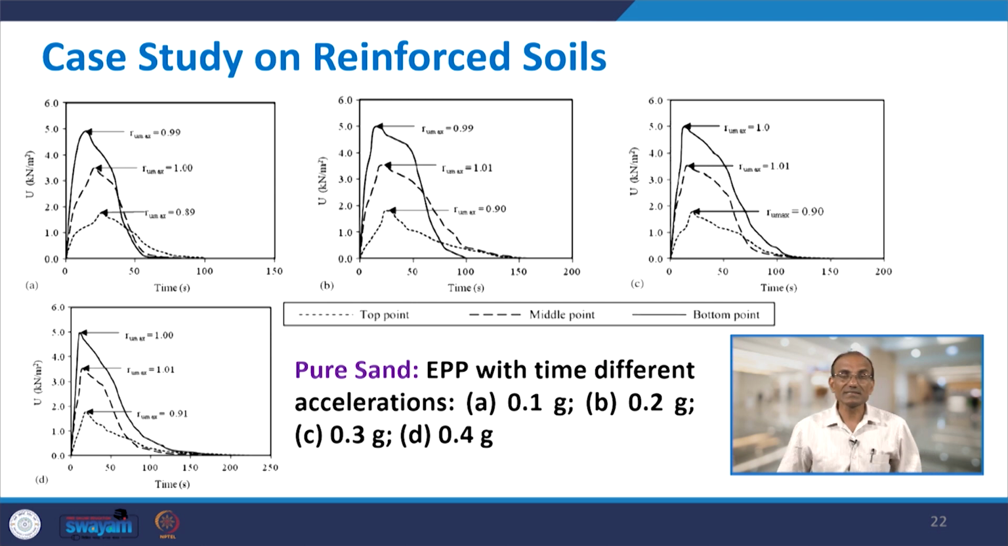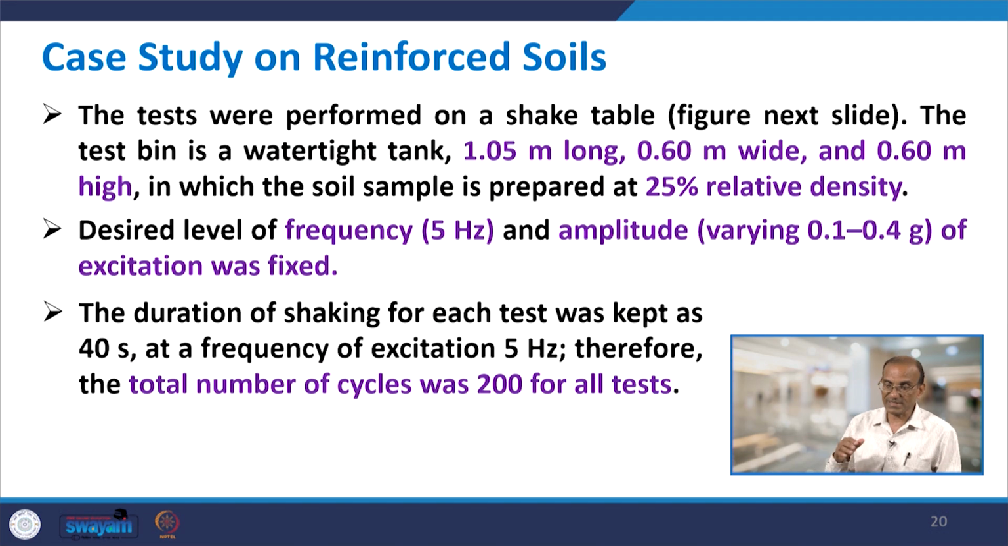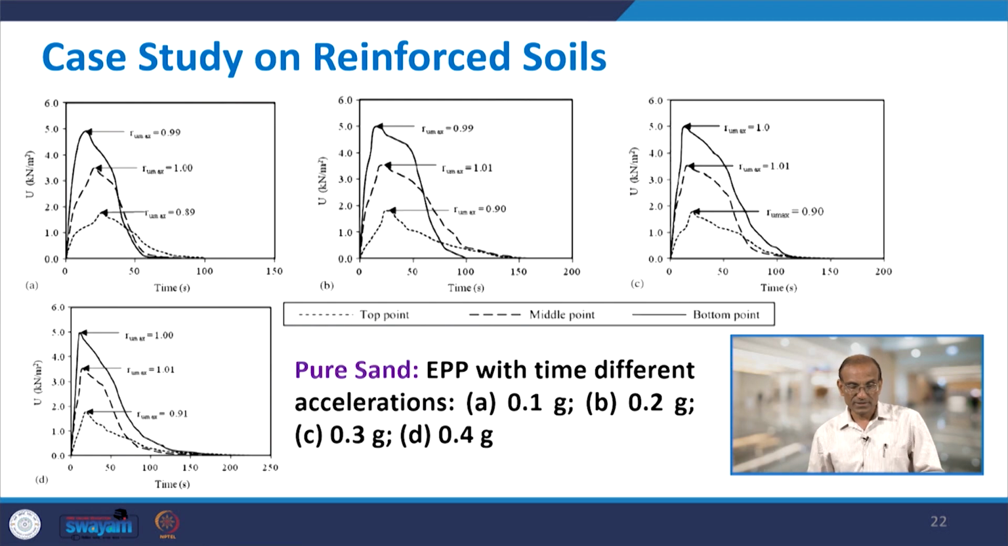Now, in this case there are 4 results shown here, which are for different accelerations of excitation. In the shake table, you can control the frequency of excitation as well as the amplitude. For all the tests the frequency is constant at 5 hertz, it is not varying, but the amplitude of excitation varies from 0.1 to 0.4 G. So these are the results A, B, C, D for 0.1 G, 0.2 G, 0.3 G and 0.4 G, and this has been from our laboratory.